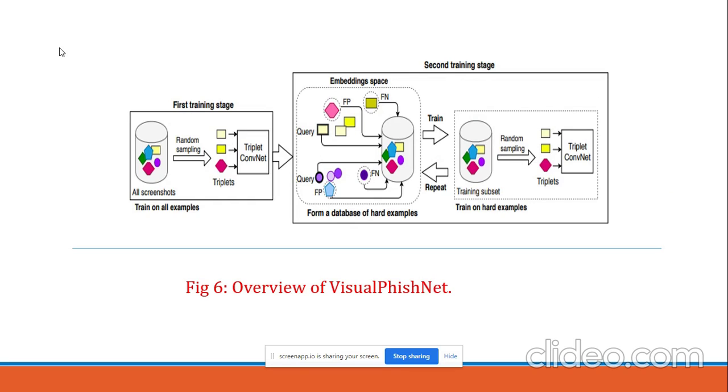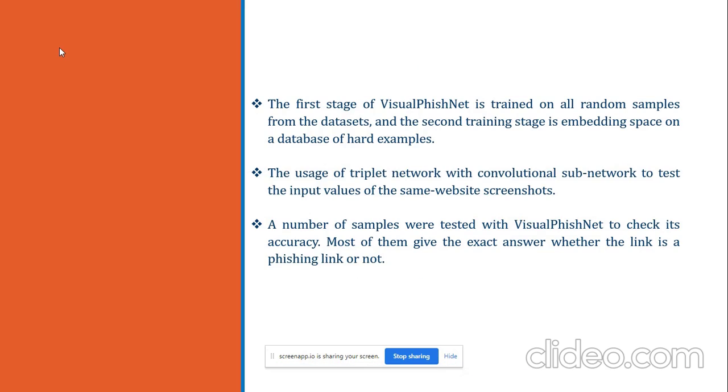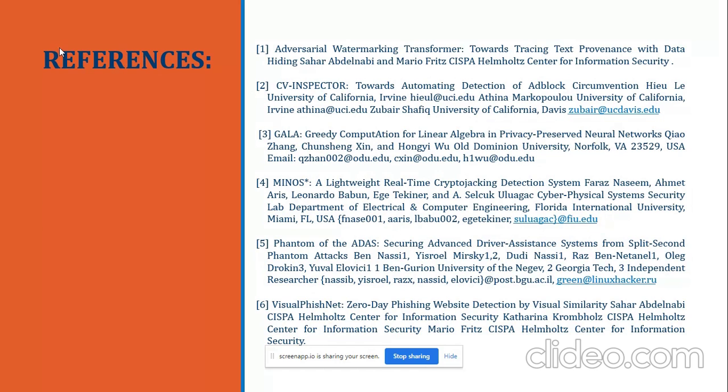Here is the overview of Visual Phishnet, where first the model is trained on all examples, then it is trained on hard examples in the second training stage. The first stage of Visual Phishnet is trained on all random samples from the dataset, and the second stage is the embedded space on the database of hard examples. A number of samples were tested with Visual Phishnet to check its accuracy. Most of them give the exact answer whether the link is a phishing link or not.